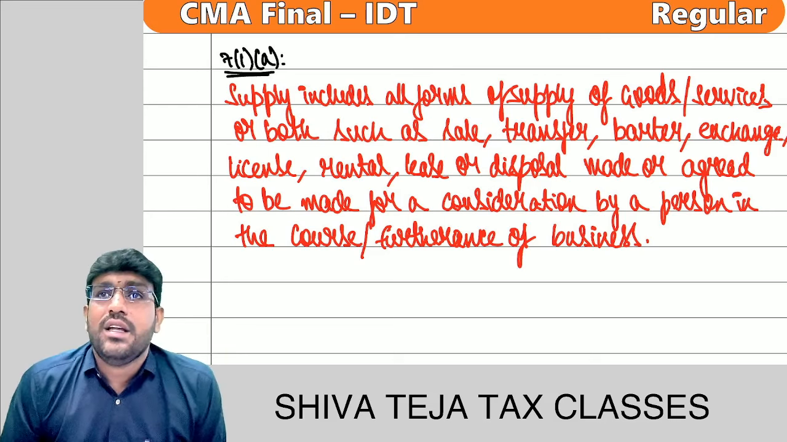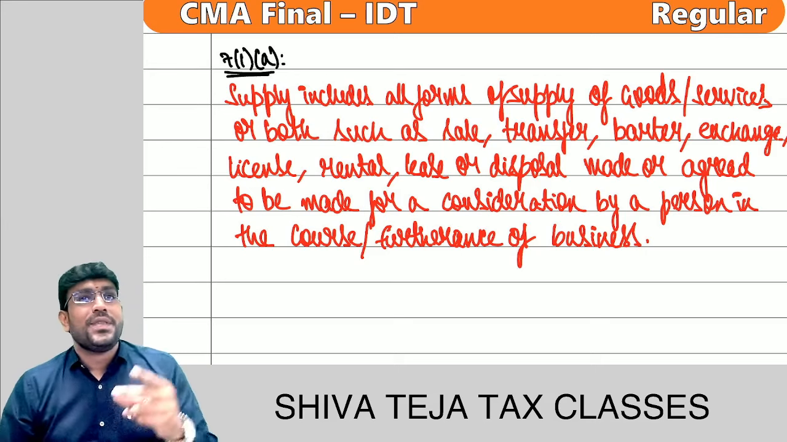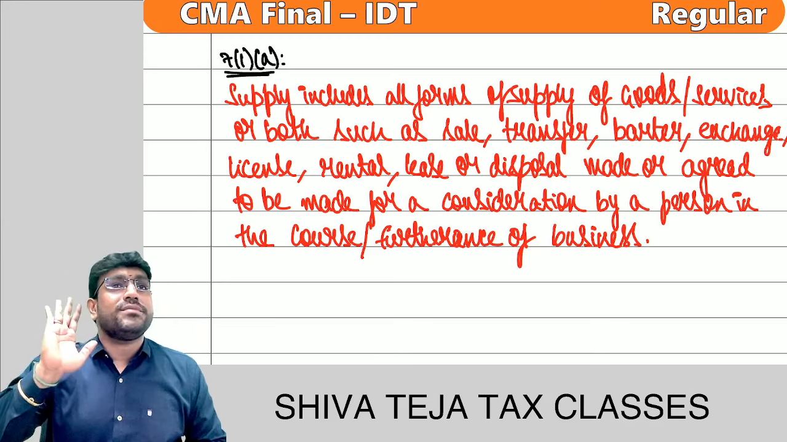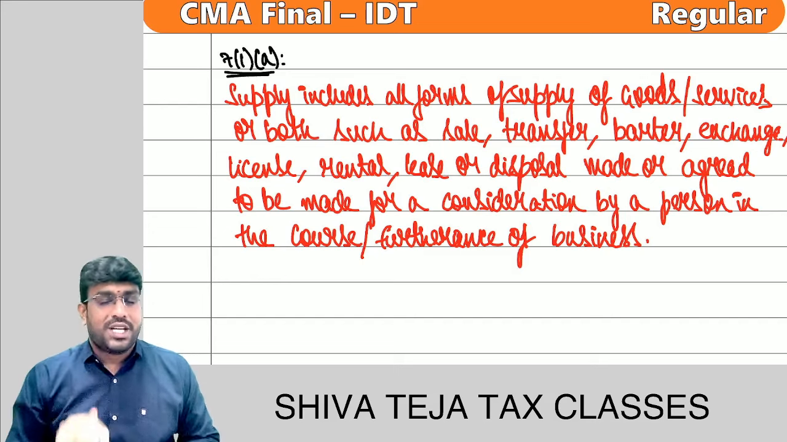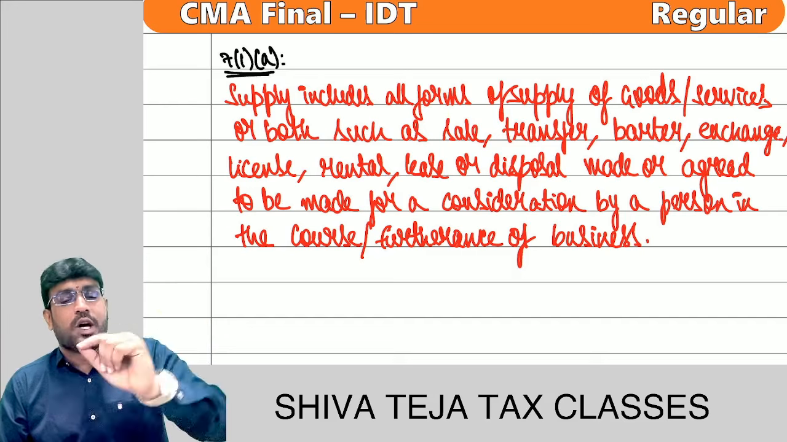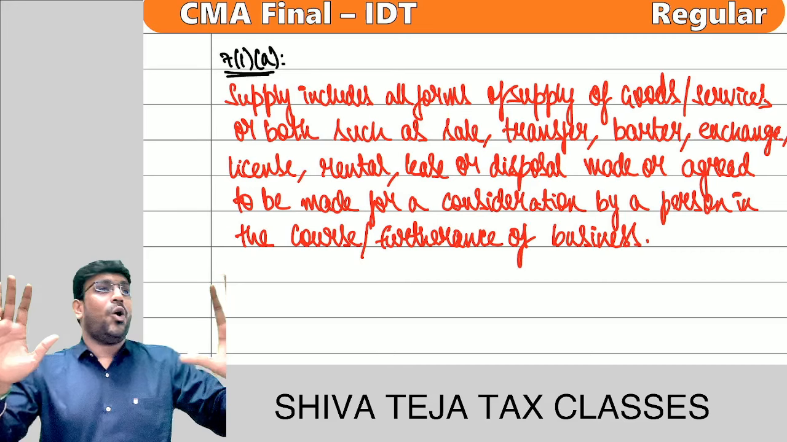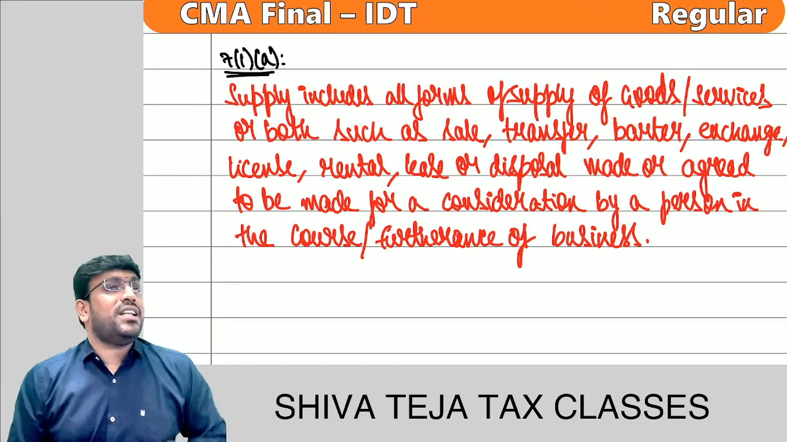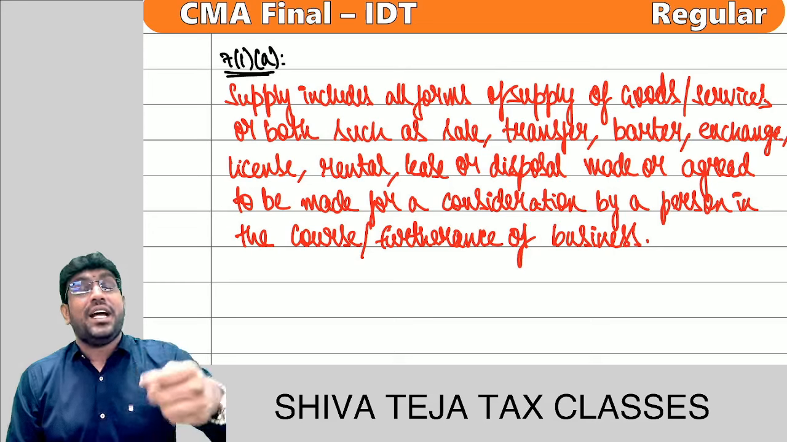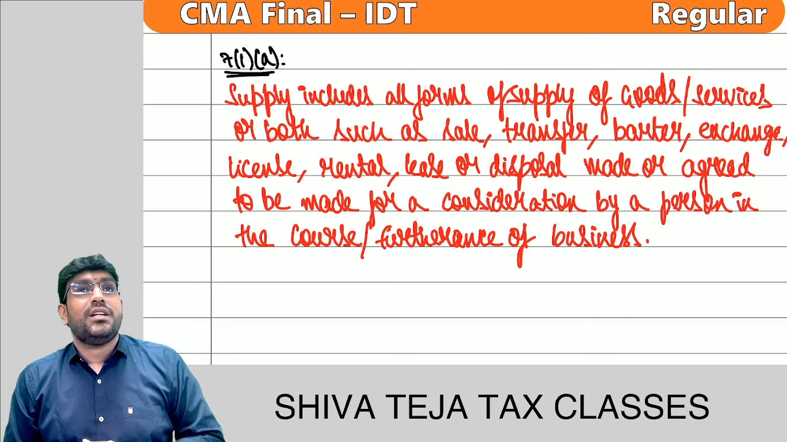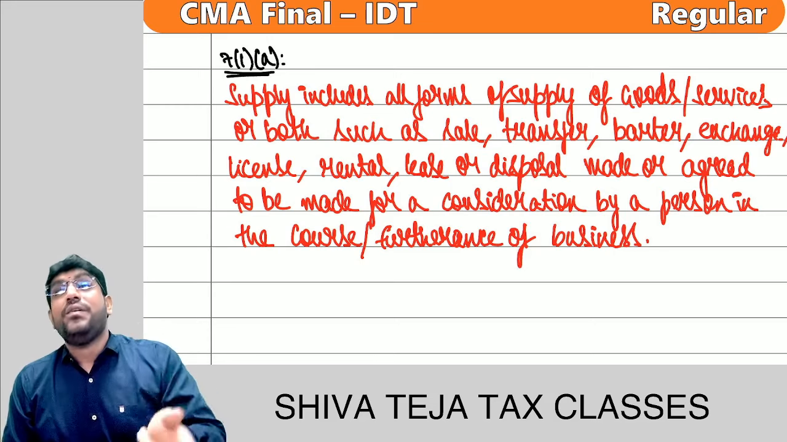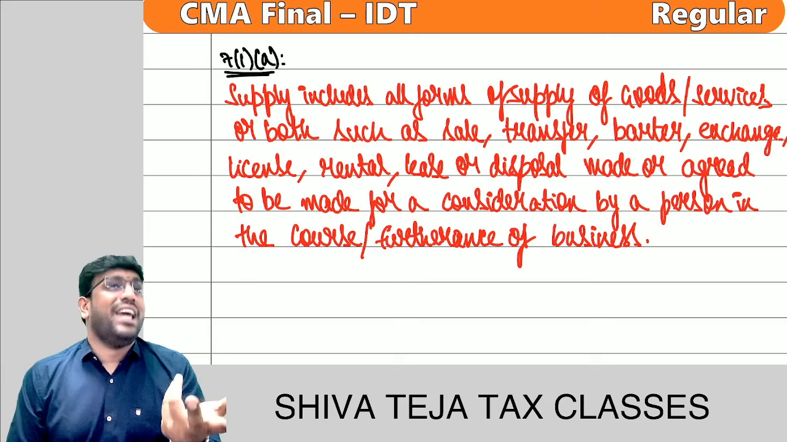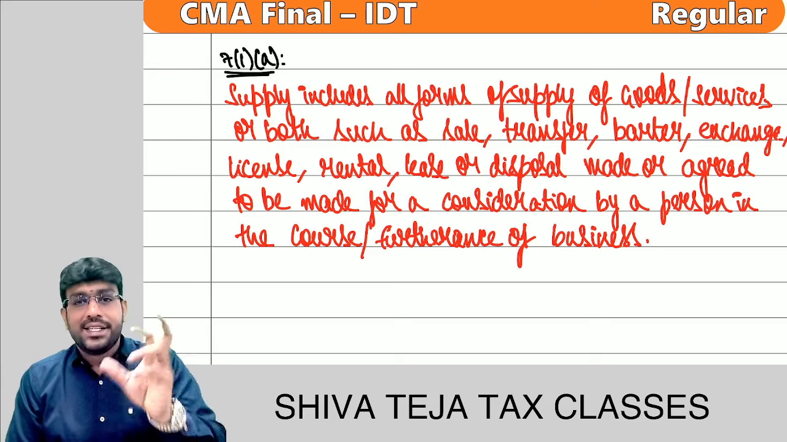Sir, done? Ready? Chalo, let's break this. Come on. Supply includes what? All forms of supply of goods. Do we know what is goods? Do we know what is service? Supply includes all forms of supply of goods, services or both, such as sale, transfer. Hold on. Tell me, what is the difference between the word sale and transfer? Generally the word sale is used when there is a transfer of right along with the title. Transfer is used when there is a transfer without transfer of title. For example, we take a car on rent. We don't use the word sale. It is called transfer.